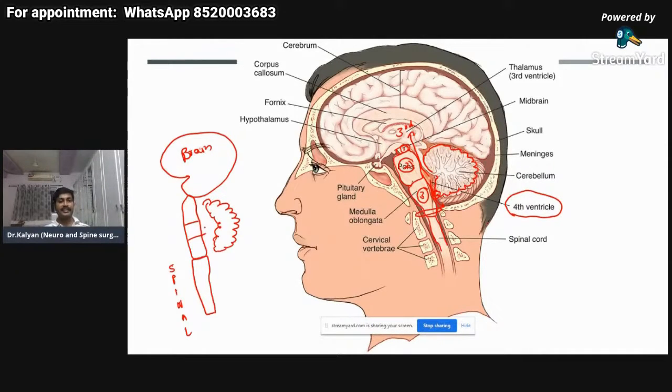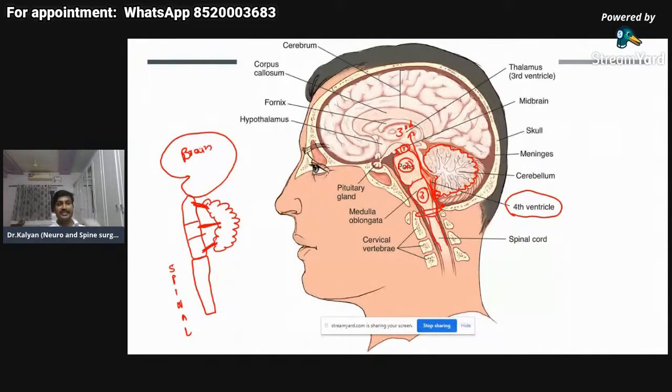The structure separating the brainstem from the cerebellum is the fourth ventricle. As I've told you in my last class, the cerebellum is connected to the brainstem by three pillars: the superior cerebellar peduncles, the middle cerebellar peduncles, and the inferior cerebellar peduncle. If you cut these three peduncles, the cerebellum is separated from the brainstem.